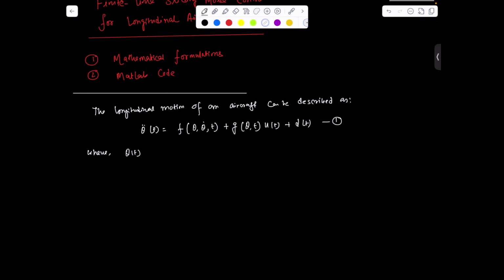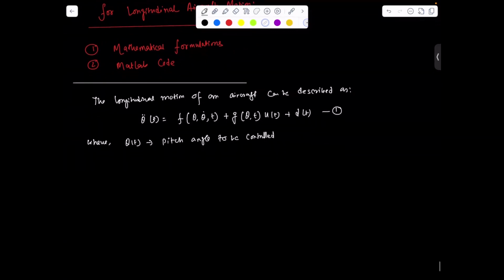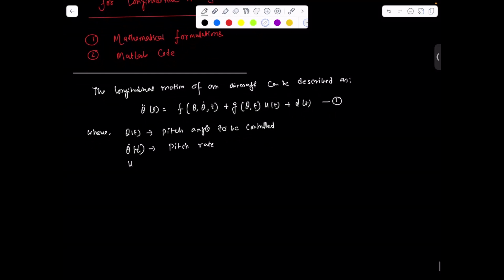theta of t is the pitch angle to be controlled, and theta dot t is the pitch rate, and u of t. Here we are applying only one control input, which is the elevator deflection control input. This is basically the command to the elevator deflection.